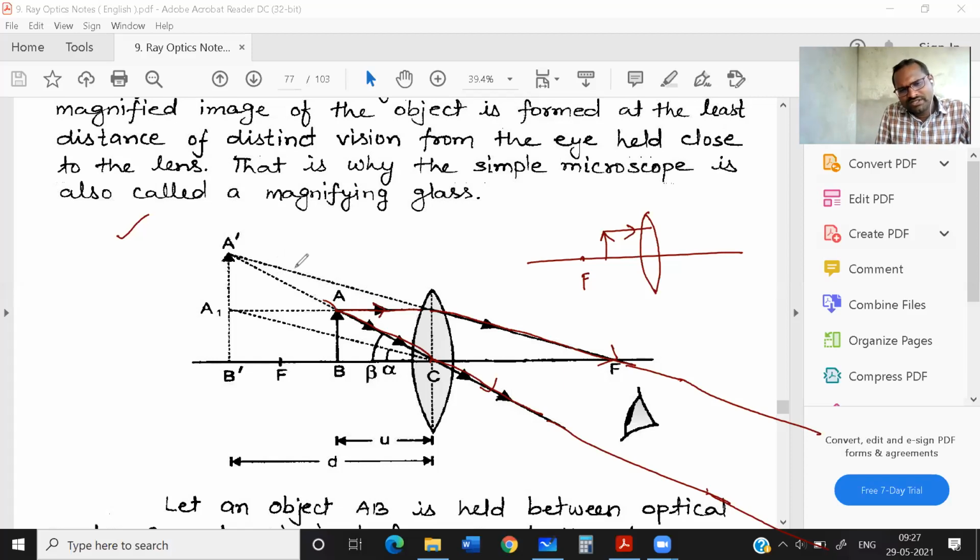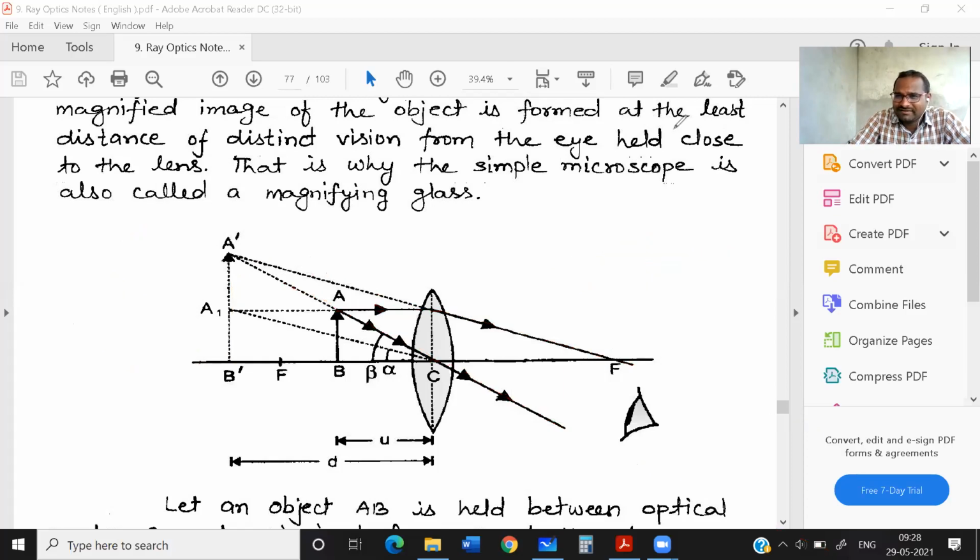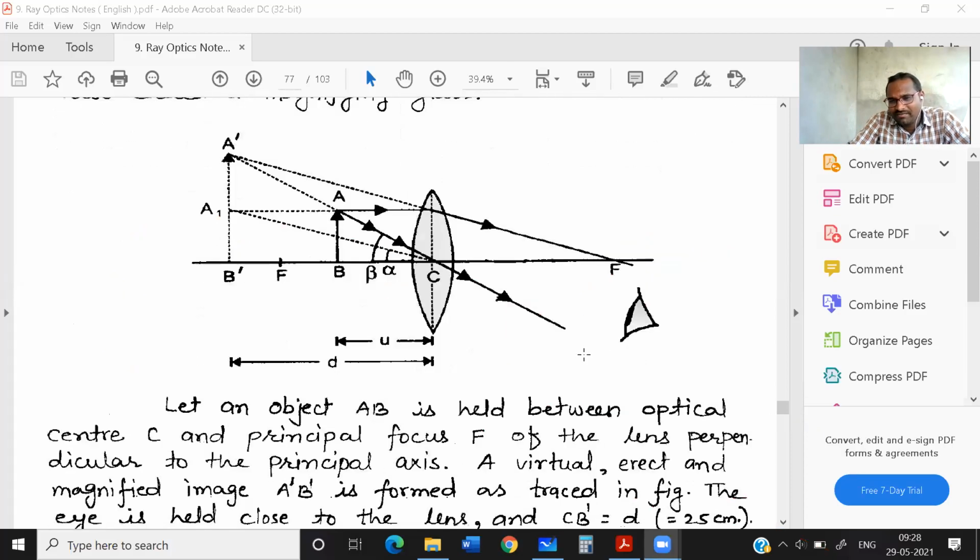So these two rays will meet at one particular point. At that point, image will form. This is which type of image? It is a virtual image, and a magnified image will form. So this diagram, sometimes they may ask you to draw. Clear? You need to draw, and after that, the magnification formula for simple microscope is important.